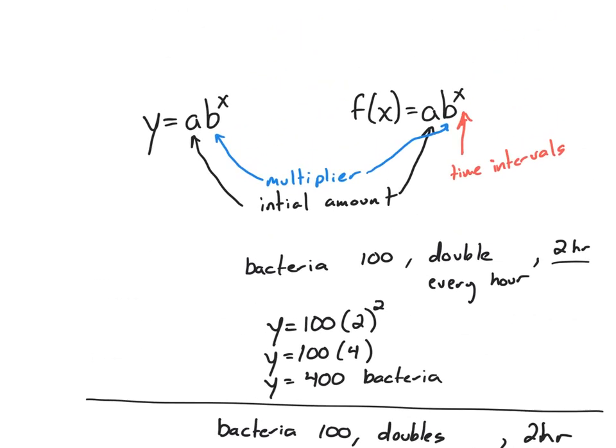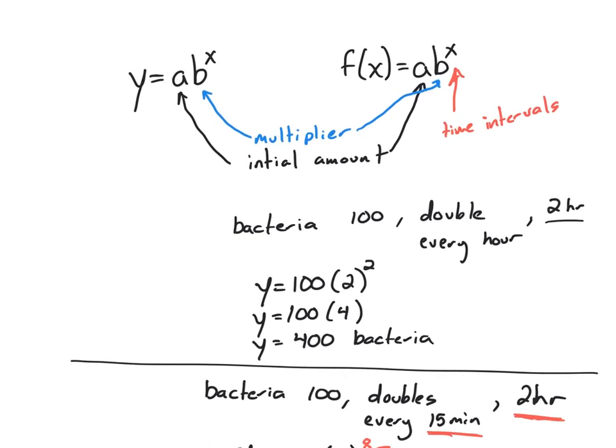So again, as you're setting up your exponential equations, looking at this right here, y equals ab to the x, we know y is the amount that we have after we're done. a is our initial amount, b is our multiplier, and x is how many time periods or time intervals we're talking about.